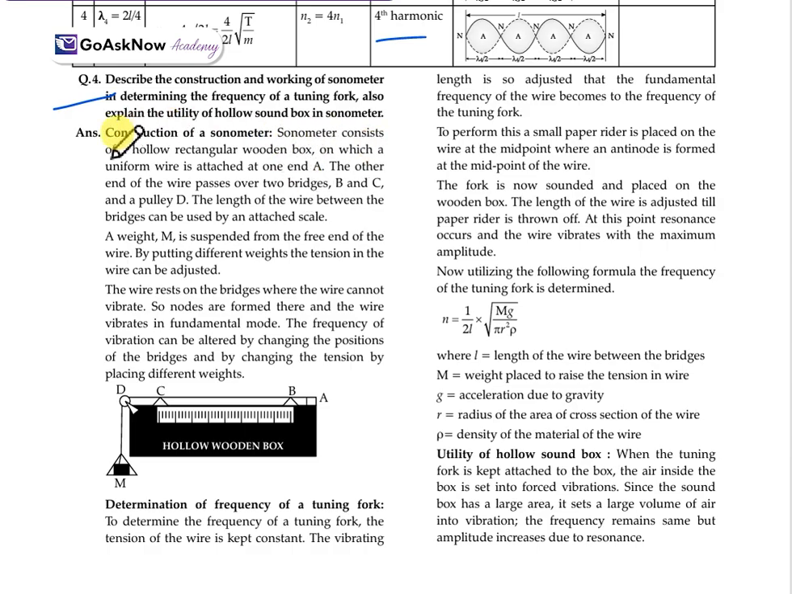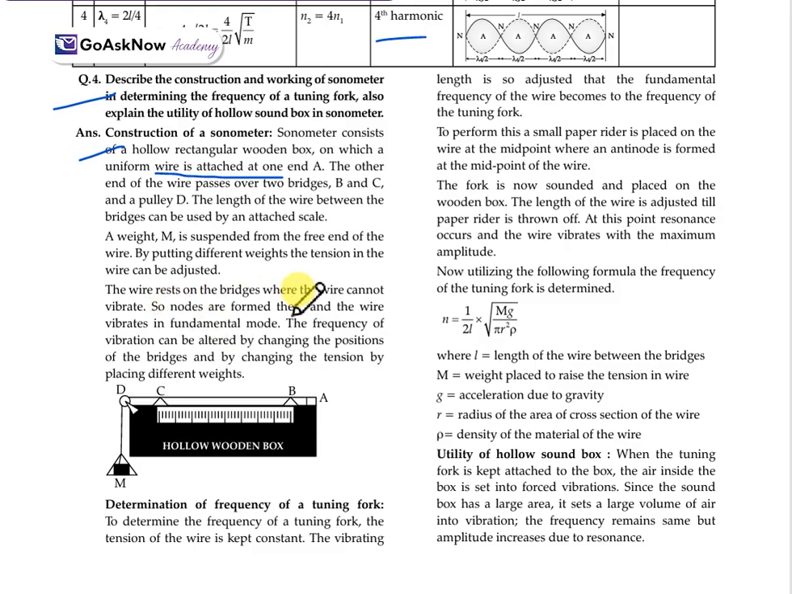So a sonometer consists of a hollow rectangular wooden block. In the diagram we can see a uniform wire attached at one end at A. The other end of the wire passes over the bridges B and C, and the pulley is D. The length of the wire between the bridges can be read on the scale. A weight M is suspended from the free end of the wire. By putting different weights, the tension in the wire can be adjusted.